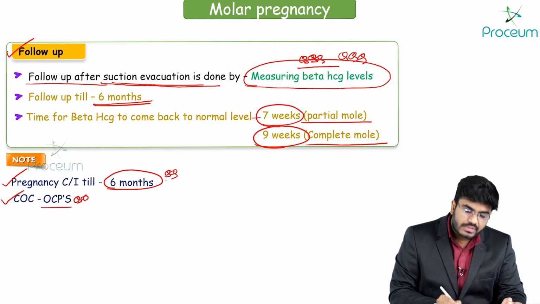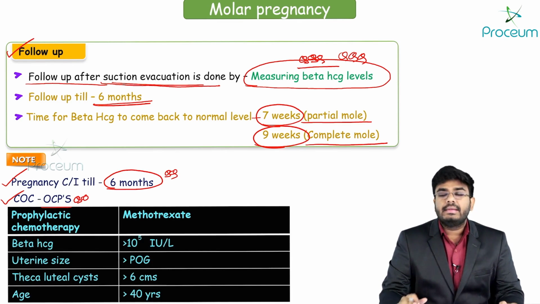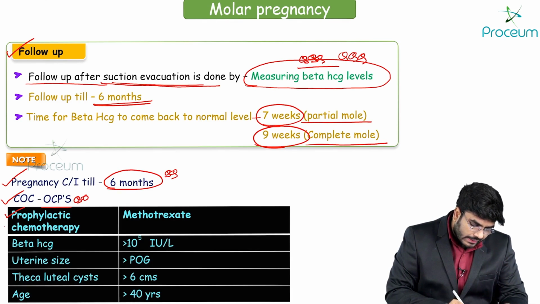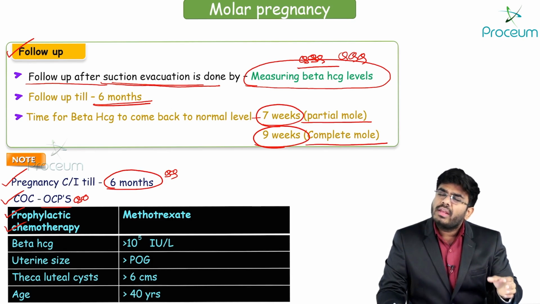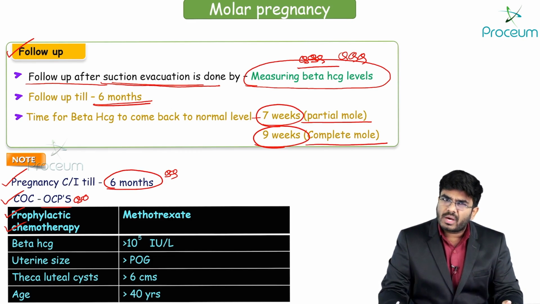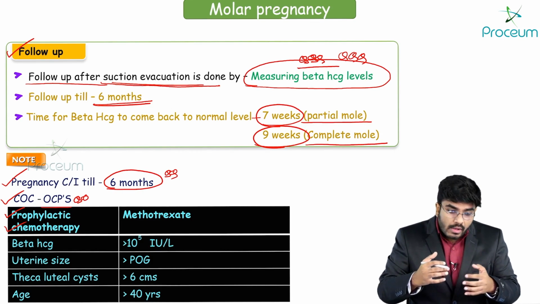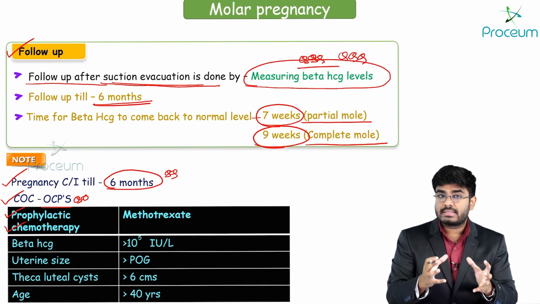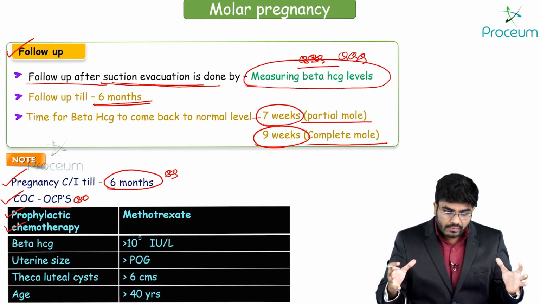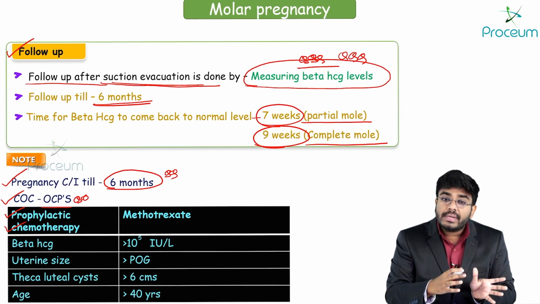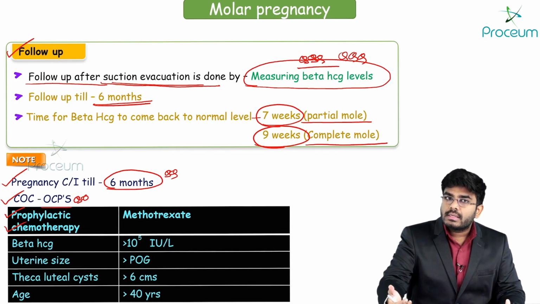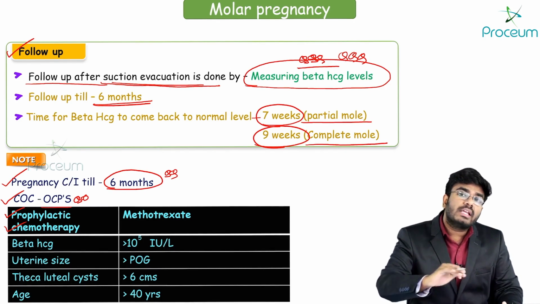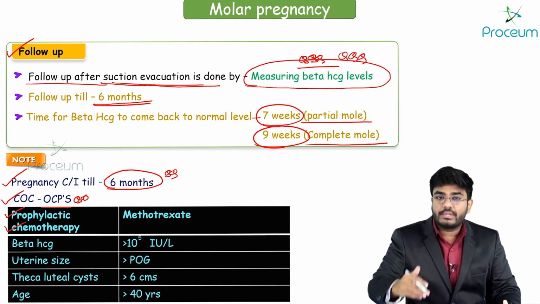This is also MCQ. Now at the end, let's talk about prophylactic chemotherapy. Prophylactically, you are giving drugs. When will you give prophylactic chemotherapy? In all conditions, in partial mole? No, in complete mole, wherever there are high risk factors. It's a complete mole condition where there is a high risk that the mole may turn into gestational trophoblastic neoplasia. If you suspect that, then you will give prophylactic chemotherapy, preventing gestational trophoblastic neoplasia.